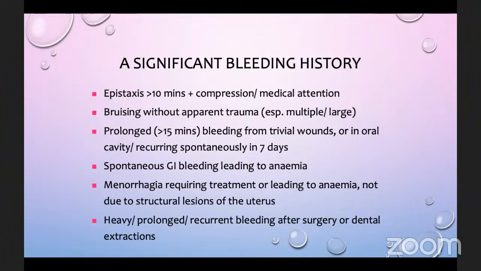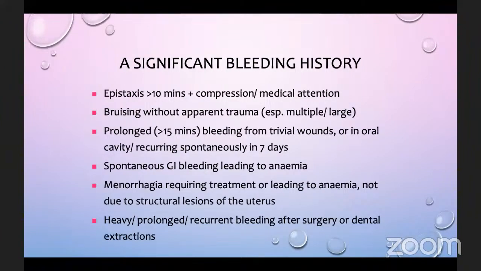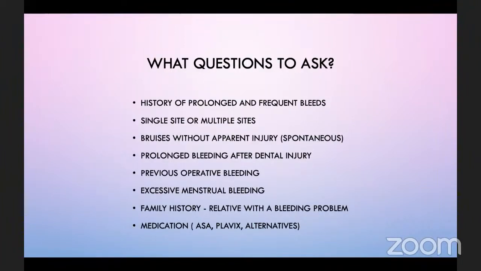If you have epistaxis, trivial bruising, very prolonged bleeding that takes a long time to heal or stop, spontaneous GI bleeding significant enough for you to get anemia, if you have significant menorrhagia, or if you have recurrent dental bleeds. These are all quite significant. Okay, so what are the questions that you need to ask? Once again, if you refer to the ISTH BAT score, you will be able to know what questions to ask. So I suppose you need to ask whether there's a history of prolonged and frequent bleeds, whether it's single or multiple sites, does the bruising occur with injury or spontaneously.